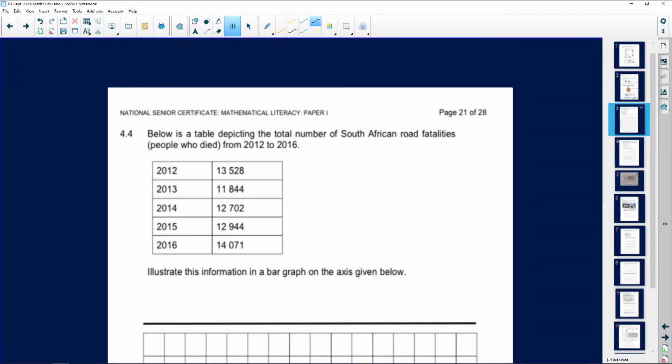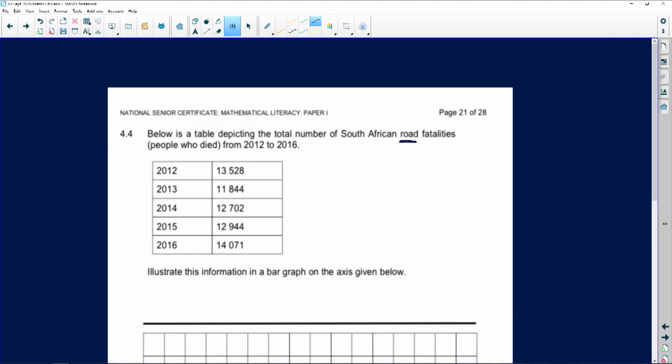The next question reads as follows. It says to us, below is a table depicting the total number of South African road fatalities. Oh, wow. Accidents all the way. Okay, so people who died from 2012 to 2016. So these all happened on the road. It's people who died on the road. We've got our data happening over there.